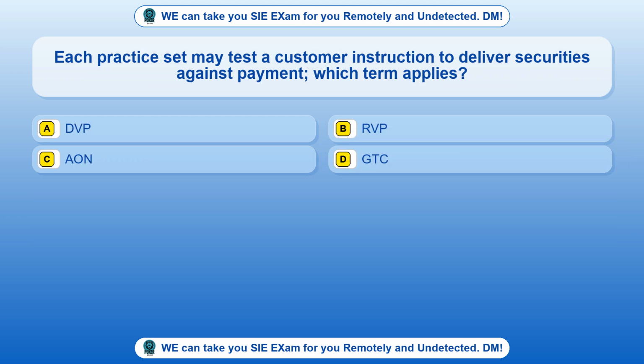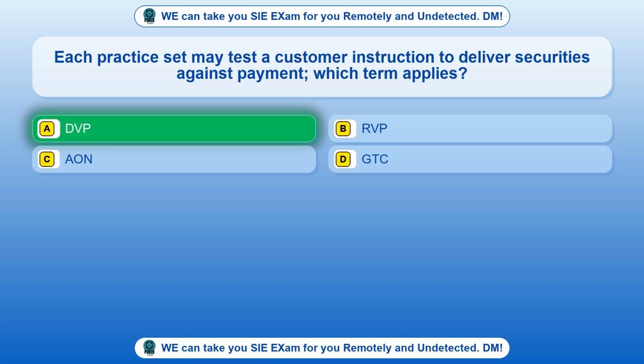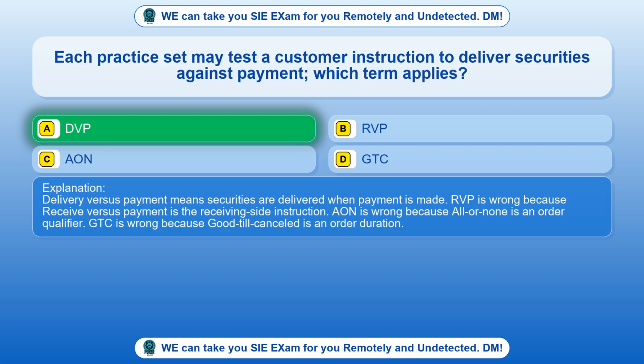Question 13. Each practice set may test a customer instruction to deliver securities against payment. Which term applies? Option A, DVP. Option B, RVP. Option C, AON. Option D, GTC. The correct answer is option A, DVP. Delivery versus payment means securities are delivered when payment is made.